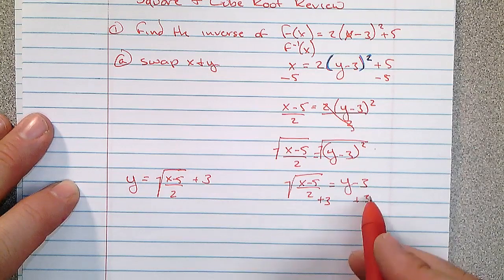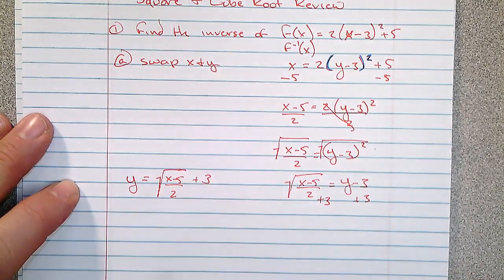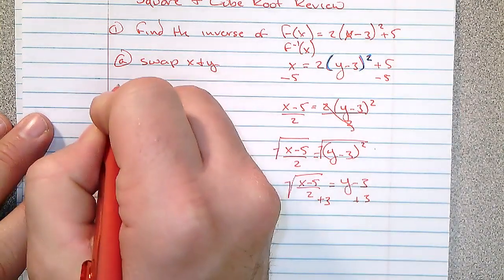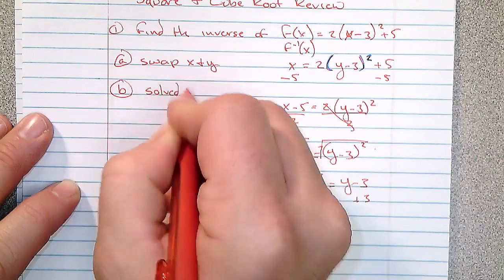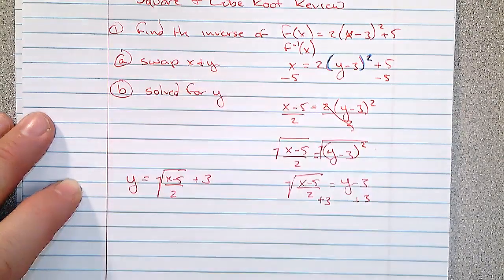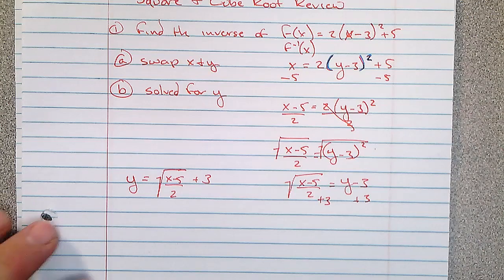And remember, that plus 3 is outside the radical. It is not in the radical, it's outside. And there we go. So we swapped the x and y, and we solved for the new y. Cool. Pause this for a second for station identification, and let's go on to number 2.